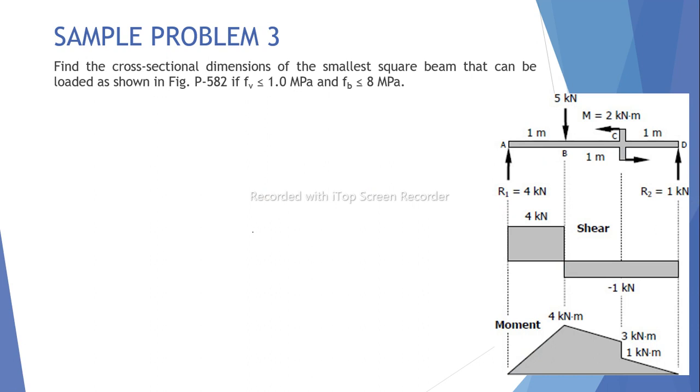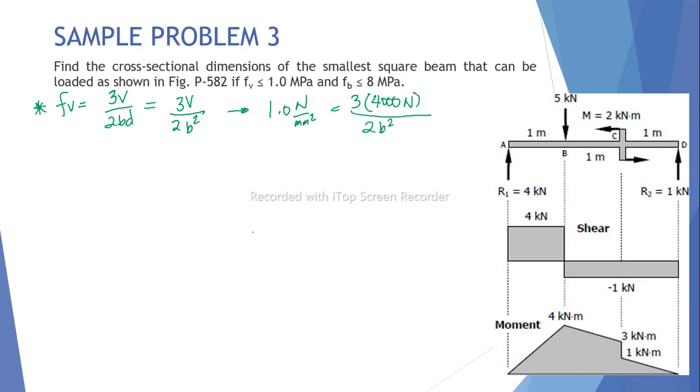Next, we will consider the shear. For the square beam, that is 3V over 2BD. And since B and D are equal, that is 3V over 2B squared. So substituting the values, we have 1.0 newton per square millimeter. Again, newton per square millimeter is megapascal, equal to 3 times V. V here is 4,000 newtons. Okay, 4 kilonewton. Over 2B squared. So 2B squared is equal to, cross multiplying, 3 times 4,000 newton. The newton cancels, so we are left with square millimeters, over 1.